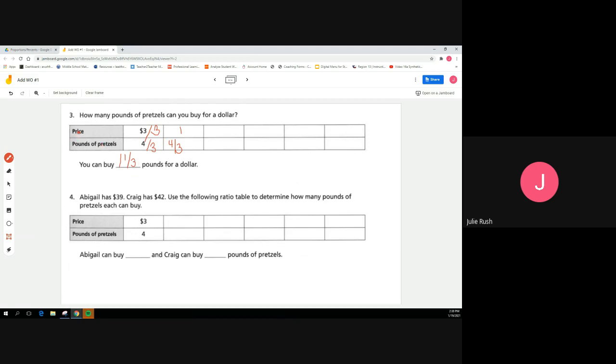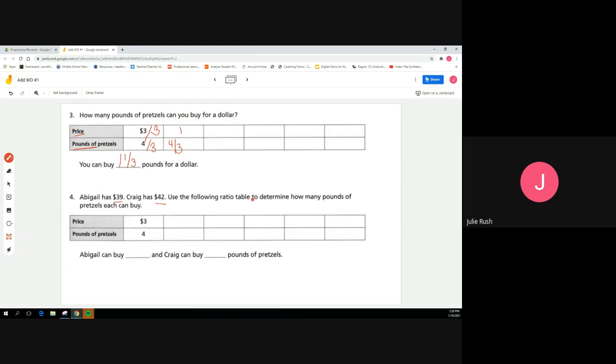So make sure you pay attention to which numbers you're looking at. If we're looking at pounds, then fractions don't bother us. If we're looking for price, then we need to have it written in 2 decimals. So make sure you know which 2 values you're comparing, because that will help you solve and know how to write your number. And then our last one, it says that Abigail has $39, Craig has $42.